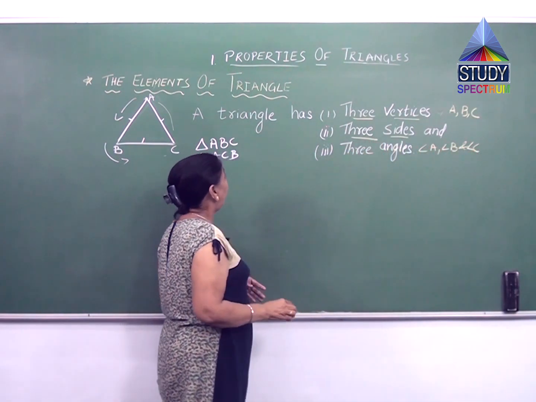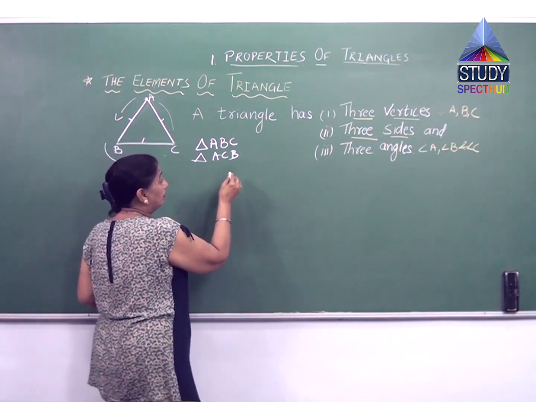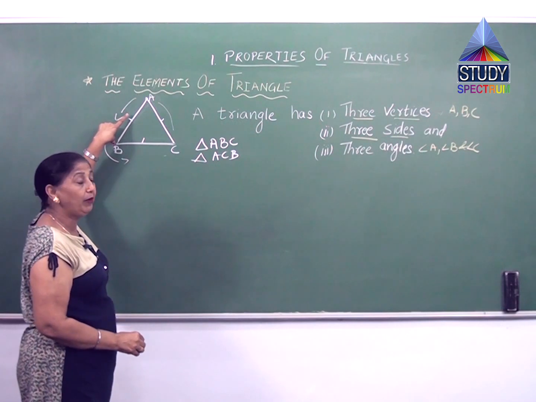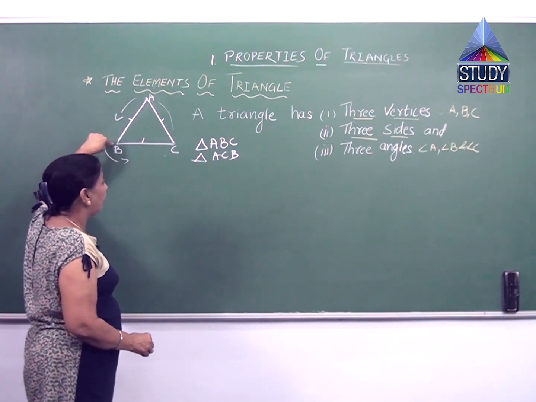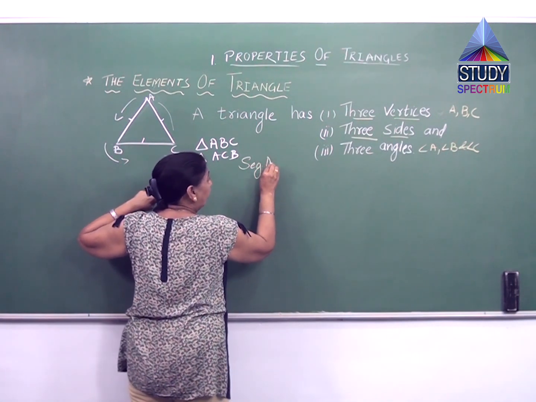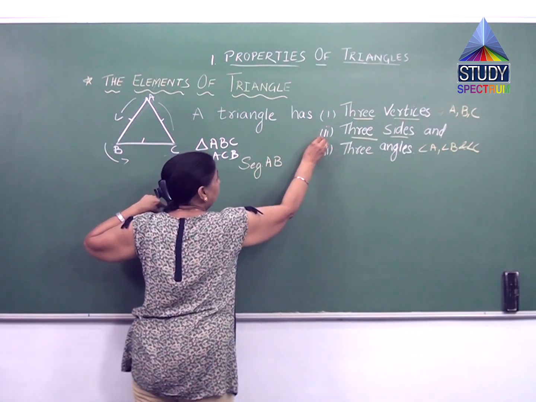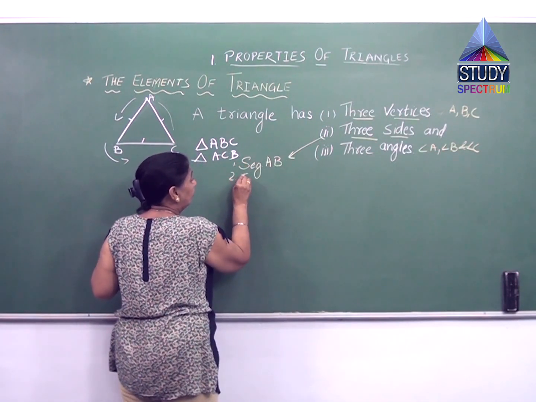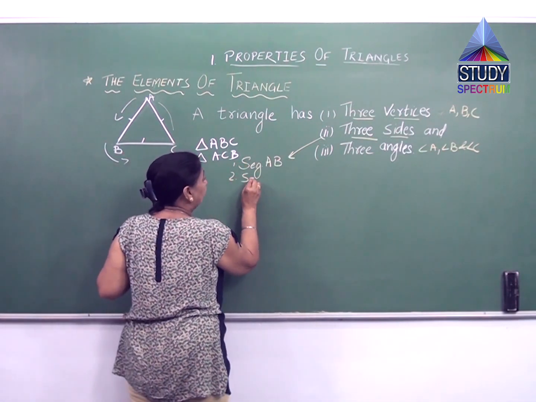Now these sides I can write like this. Here you can see segment AB. Why am I calling it a segment? Because it has 2 endpoints. So I can name the first side as segment AB. So this is the first side, right? Now the second side is segment BC.